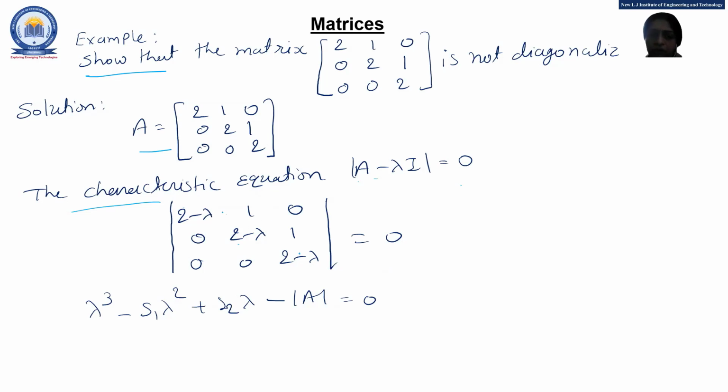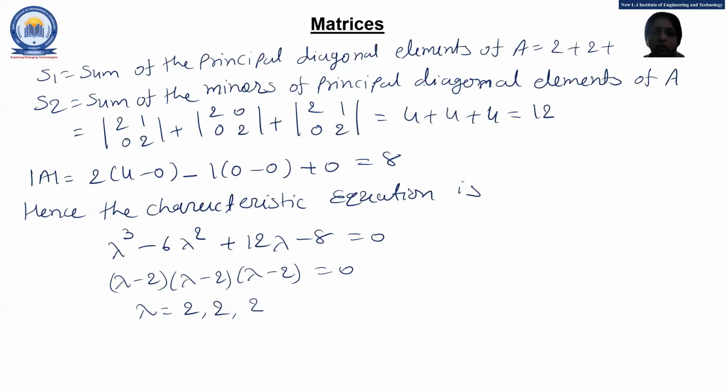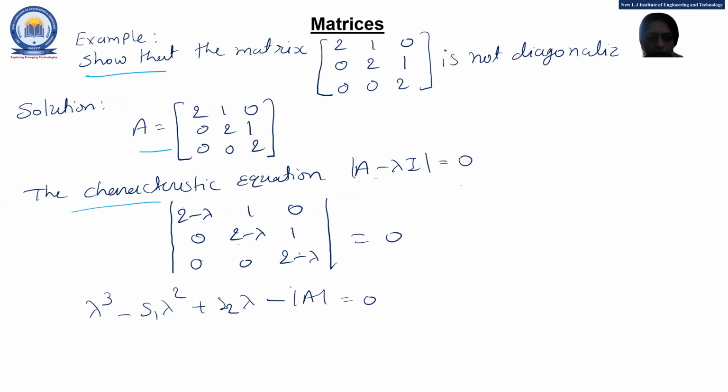This is an upper triangular matrix. See, all elements below the main diagonal are 0. So you may directly write your eigenvalues are 2, 2 and 2. No need to do all these things. As this is an upper triangular matrix, you may directly write this.